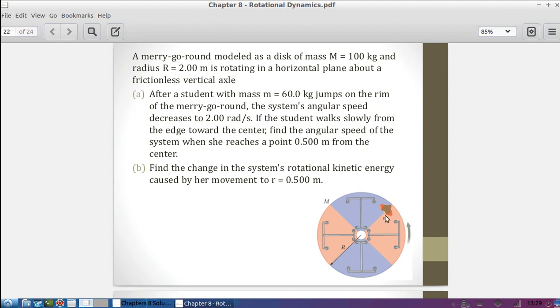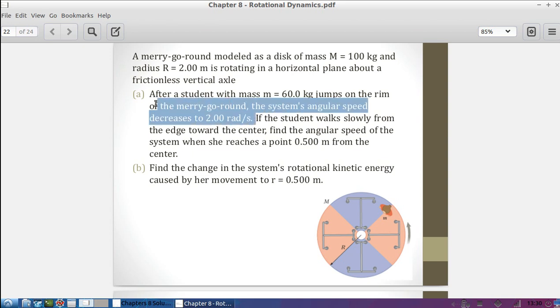So I'm going to have to write an expression for the moment of inertia for this merry-go-round student system. So I've got the mass of the merry-go-round, I've got the radius of the merry-go-round, and I've got the mass of the student. I have an initial angular speed, right? So here's what happens. Not to confuse you too much here. It says after a student with mass 60 kilograms jumps on the rim of the merry-go-round, the system's angular speed decreases to 2 radians per second. So this is actually the beginning of my problem.